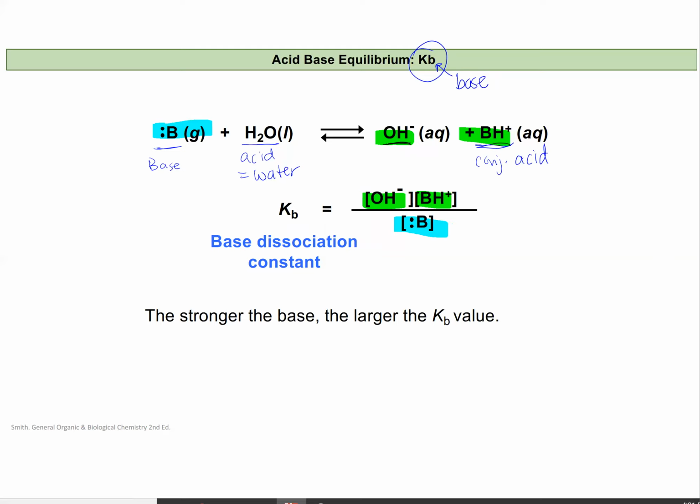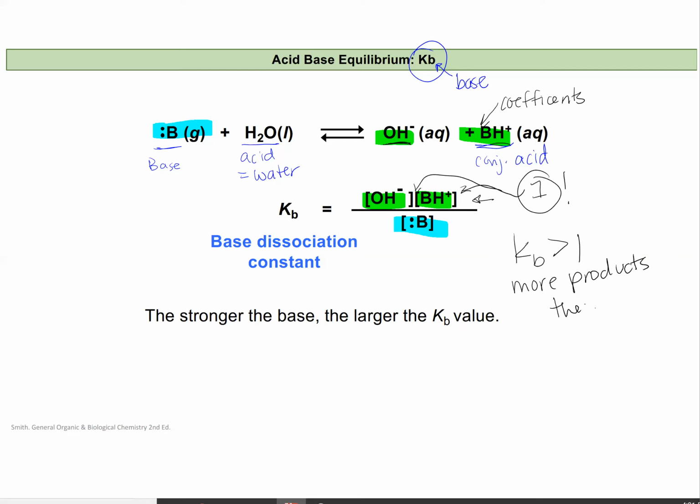We also are always supposed to put the coefficients as the exponents when we do equilibrium expressions. But you'll notice we don't have any here. That's because our coefficients are all 1, and if they're 1, it's just itself, and we can omit writing it as an exponent. Because we have the products on the top of our equation, a large Kb that's greater than 1 means there are more products than reactants. That means a lot of this acid-base reaction happened, and that makes it a strong base.